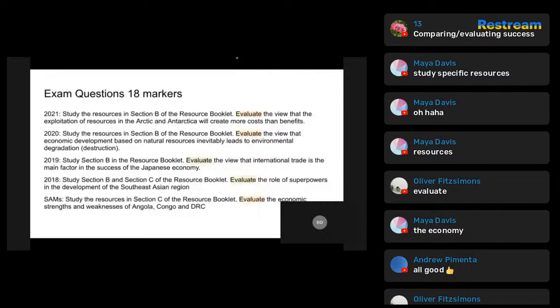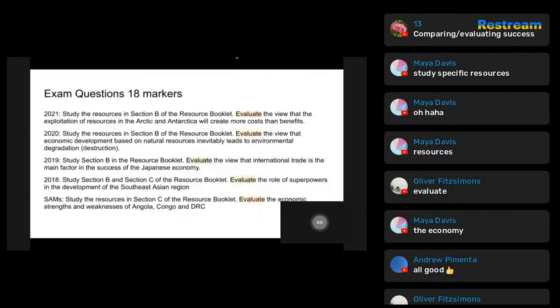Okay, yeah, good. Absolutely right. Evaluate's coming up. Maya, yep, absolutely. Resources are coming up all quite frequently. Also, number 13, comparing or evaluating the success of things. So, if you want to hazard a guess on what's going to come up on your actual exam on Friday, then this will give you a really good idea.